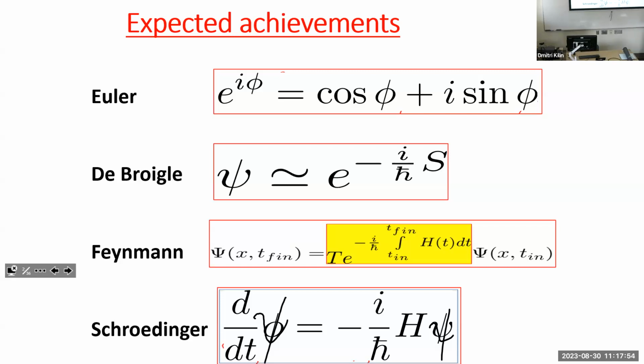Before we go forward to details, I want to make a note to those of you who have already seen the Schrödinger equation. Who has seen the Schrödinger equation before? Congratulations.